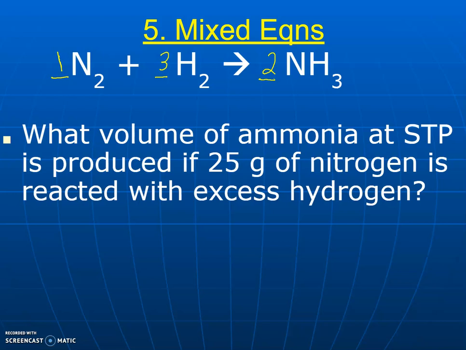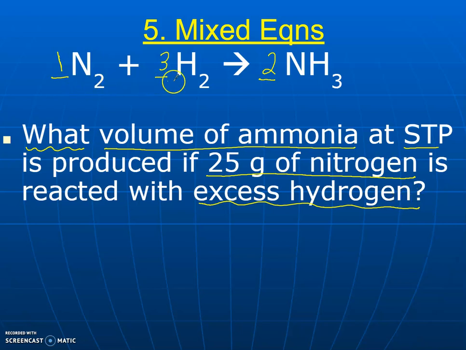Here is our question: what volume of ammonia at STP, a little hint there, is produced if 25 grams of nitrogen is reacted with excess hydrogen? Excess hydrogen just says that we have more than enough of it. Whenever you do a recipe in the kitchen, you have both of those starting ingredients, so we might as well say that.